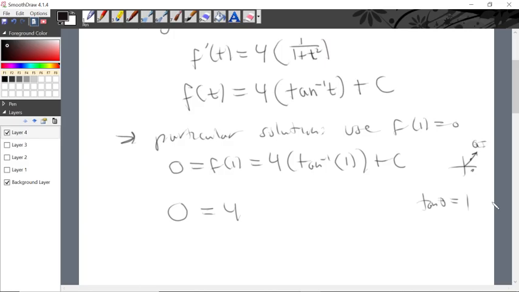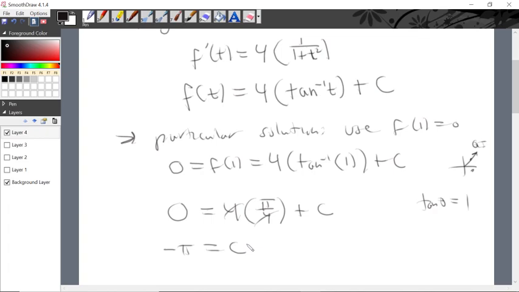We'll use radians here for that. We should be using radians, okay, because these are interpreted as real numbers here, not with units. So the answer to that would be pi over 4. So 4 times pi over 4 plus c is equal to 0. So we cancel the 4's. So pi plus c is equal to 0. Therefore, negative pi is equal to c.